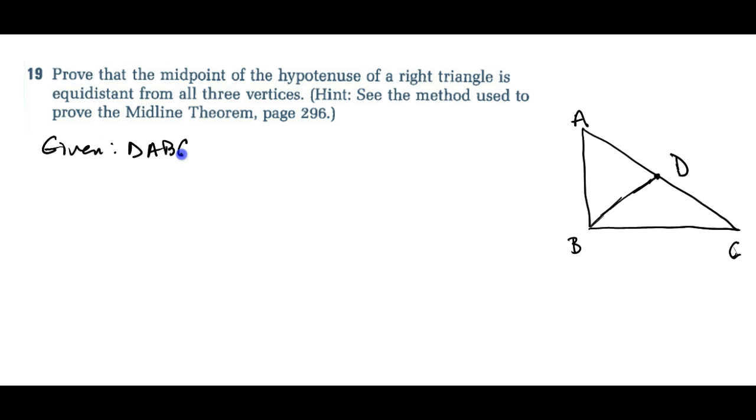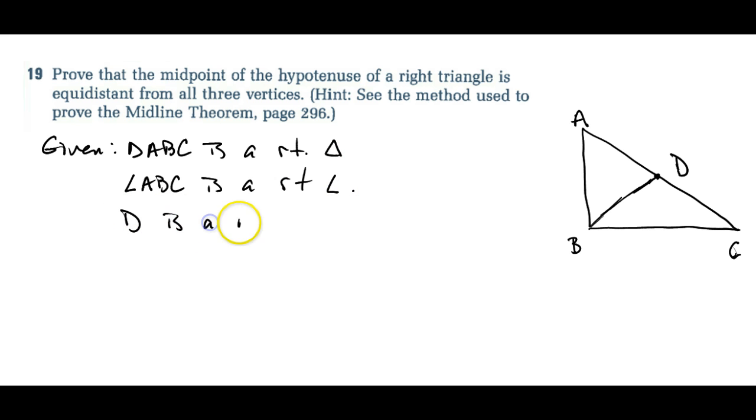triangle ABC is a right triangle, and we need to specify what the right angle is. So angle ABC is a right angle, and we also know that D is a midpoint. And then we want to prove that DA is congruent to DC, which is congruent to DB.